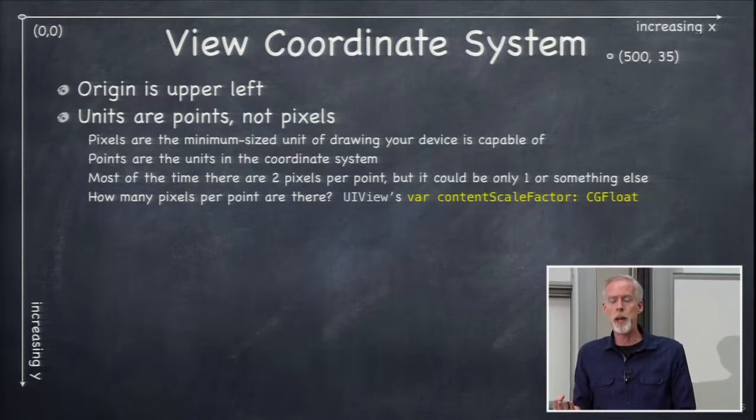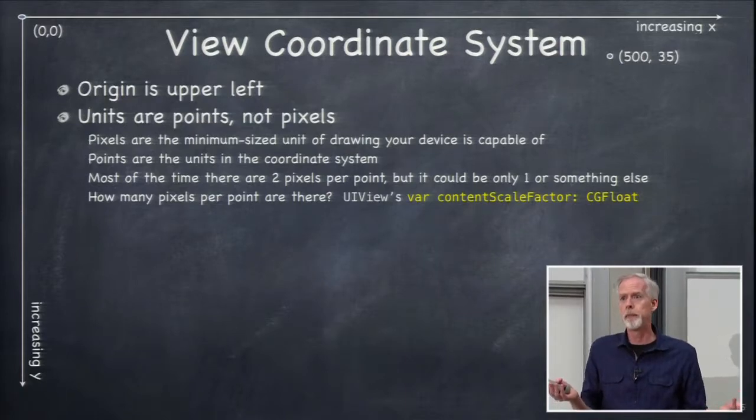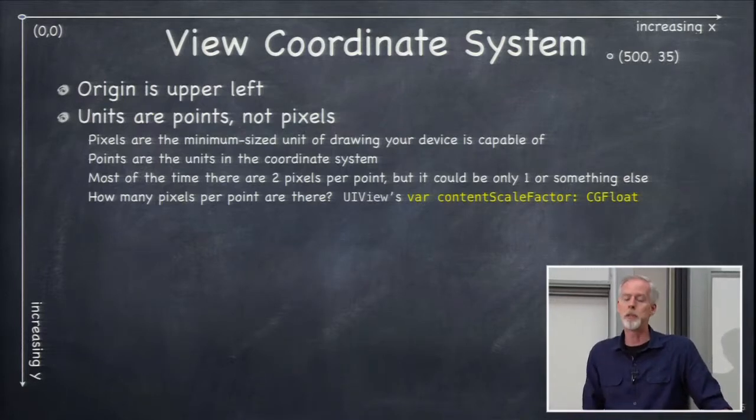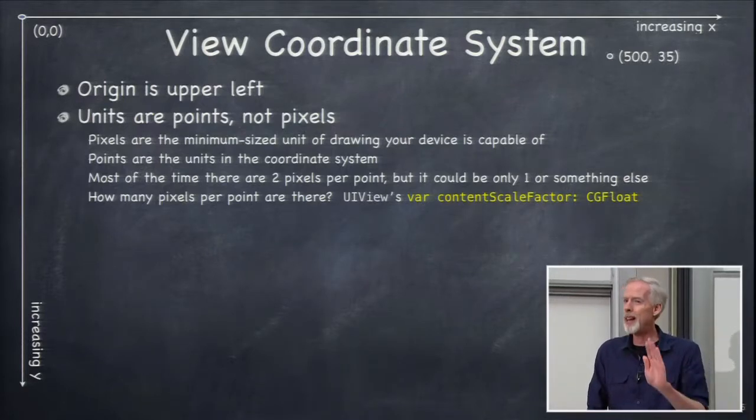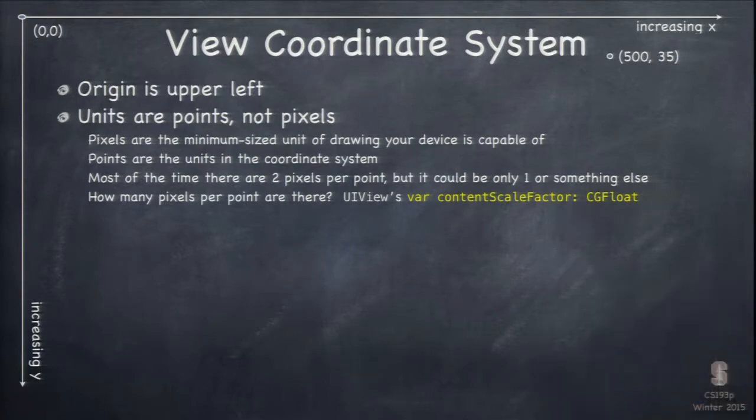So on a Retina display, that's going to be 2. On a non-Retina display, that will be 1. It could be anything, though, so you shouldn't write your code assuming it's 2 or 1. You should just get the contentScaleFactor, and you'll know how many pixels per point. 99% of the time, you don't have to worry about this, but in your assignment 3, hint, hint, you might have to.